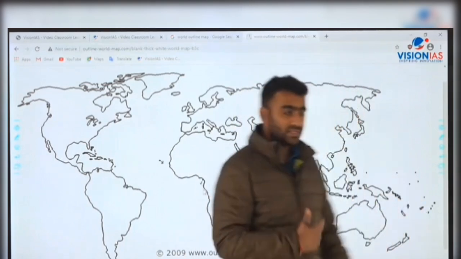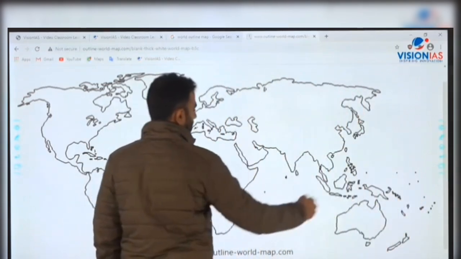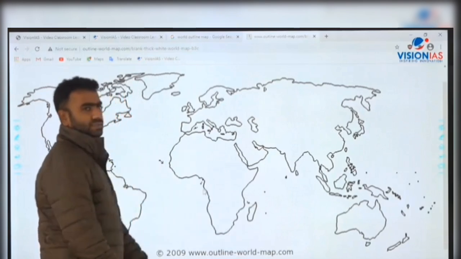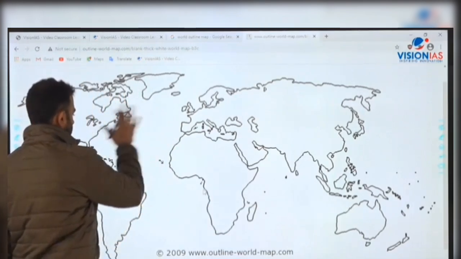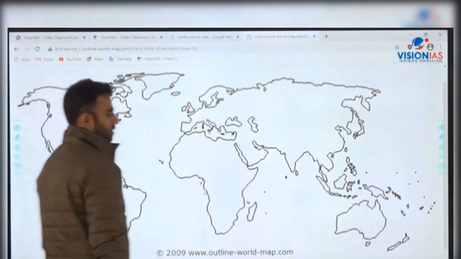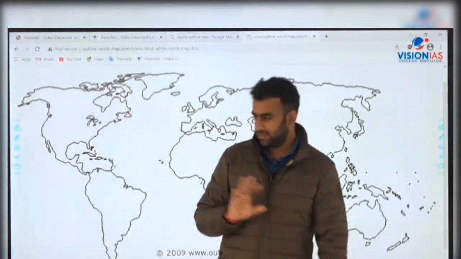If you are talking about the mechanism of the Indian monsoon, you should draw at least the southern part of South Asia, right? If it is about the currents of the Atlantic Ocean, you should at least draw this part. So for that you need the practice.